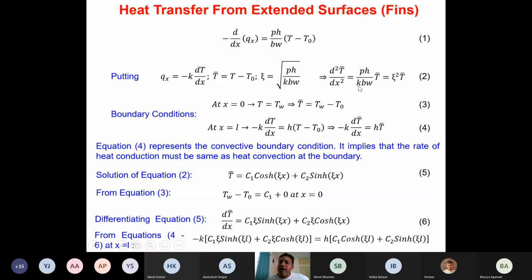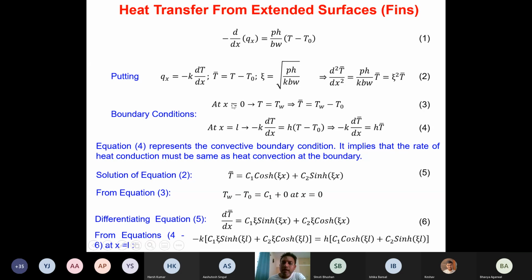Now here P h by k b w, we represent using another variable, zeta square. So zeta is given as the square root of P h divided by k b w. Ultimately the equation we get is d square T bar by dx square equals zeta square T bar. This is equation number 2. Now we can put the boundary conditions here.